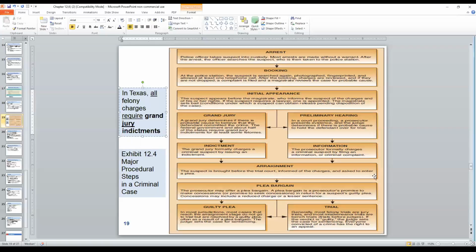When a criminal defendant pleads guilty, more often than not, it's because he already has a plea bargain with the state. He and the state have already reached an agreement that he will plead guilty and that the state will recommend a relatively low sentence given the circumstances of the crime. The prosecutor has to agree to the plea bargain, the criminal defendant has to agree to the plea bargain, and the court has to agree to the plea bargain. Let's see how that works out. The prosecutor may offer a plea bargain. A plea bargain is a prosecutor's promise to make concessions or promise to seek concessions in return for a suspect's guilty plea. Concessions may include a reduced charge or a lesser sentence.